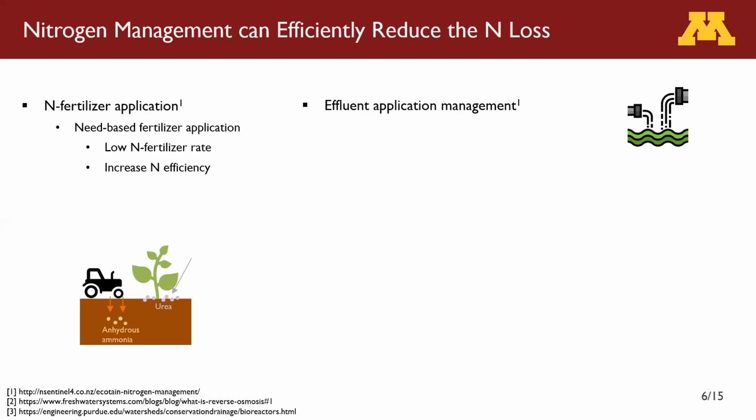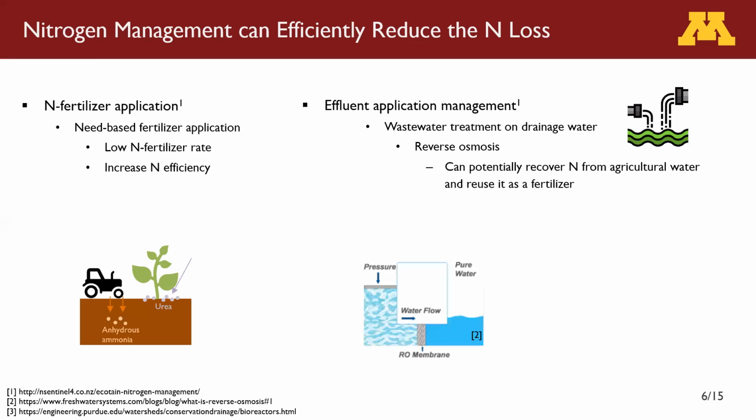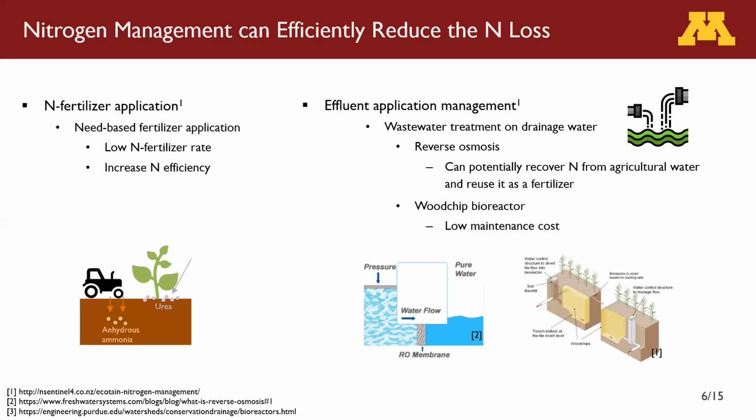The second technique is effluent management. Since drainage water has a major contribution to the nitrogen loss, collecting drainage water and applying water treatments to it can reduce the nitrogen in the disposed water. Here, two techniques are considered. One is reverse osmosis, since it produces pure water which can be reused. And the other is the wood-chip bioreactor, which is easy to maintain.